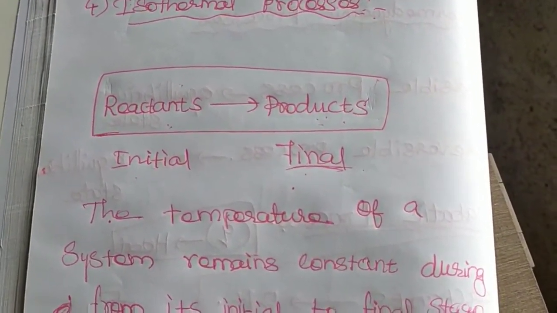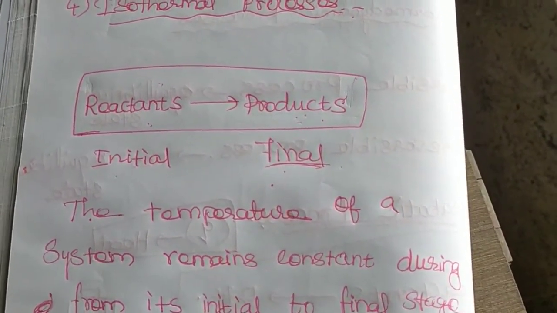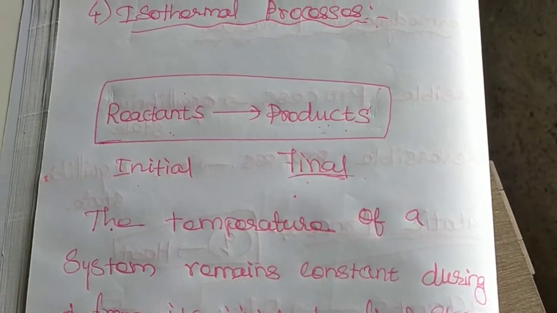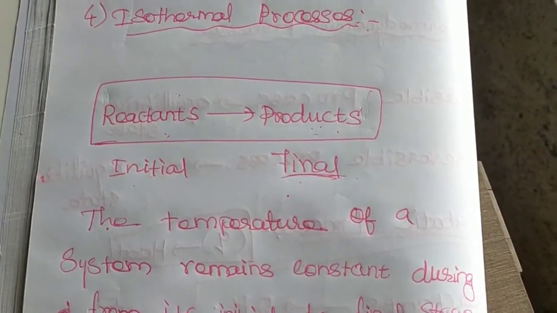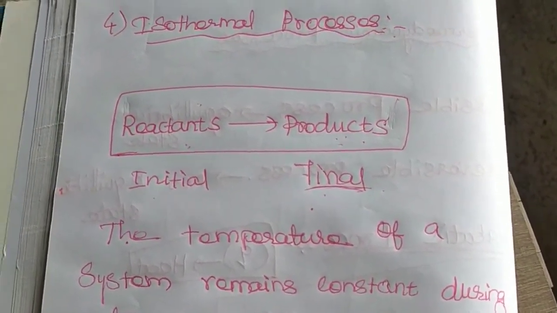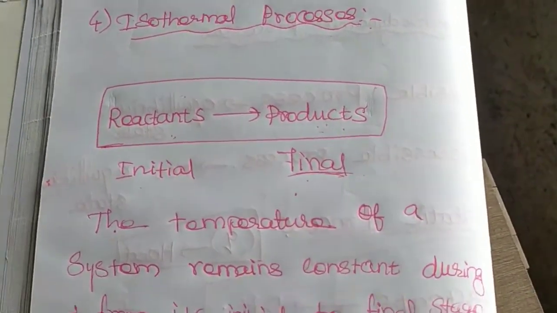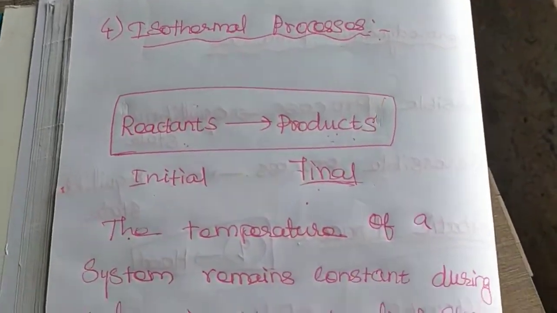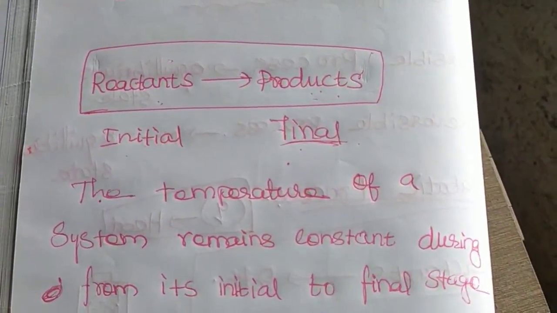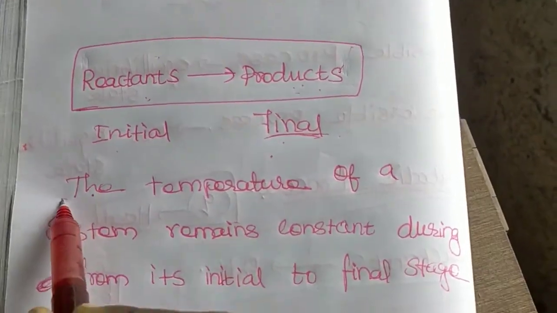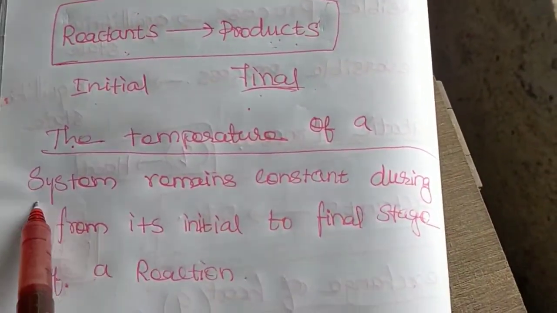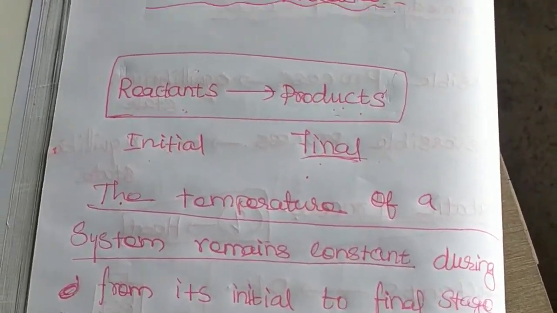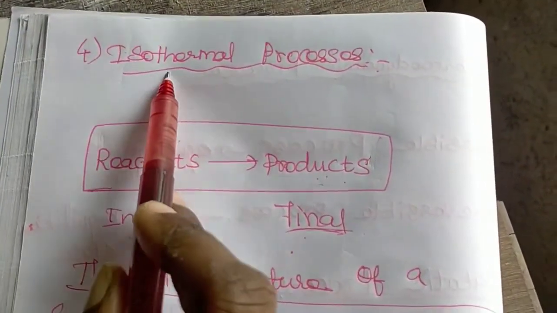We can say the temperature is constant throughout the process, because in the initial stage if you observe 50 degrees, and in the final stage if you observe the same 50 degrees, then you can say this process is an isothermal process. That means there is no change in the temperature, or the temperature remains constant. You should remember isothermal.